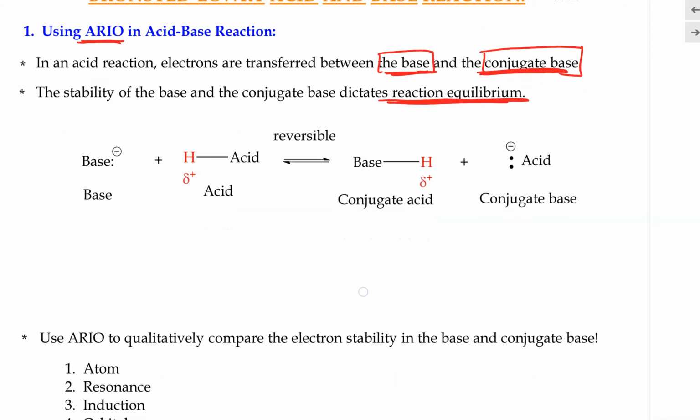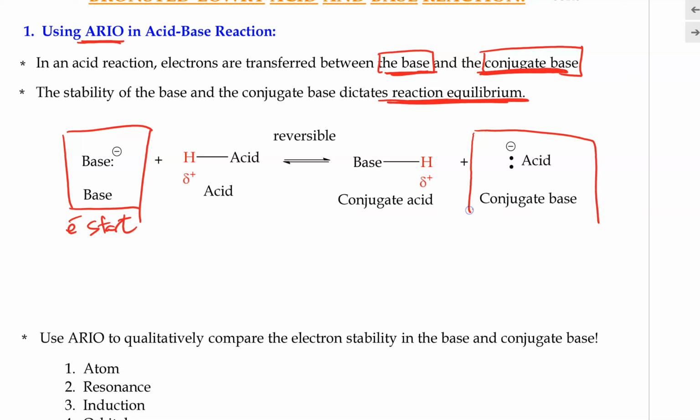And again, here is an overview of the acid and base reaction. So the electrons start here on the base, and the electrons end up here on the conjugate base. The remaining part of the acid will then be the conjugate base, and the electrons end up right here, if there is a reaction.